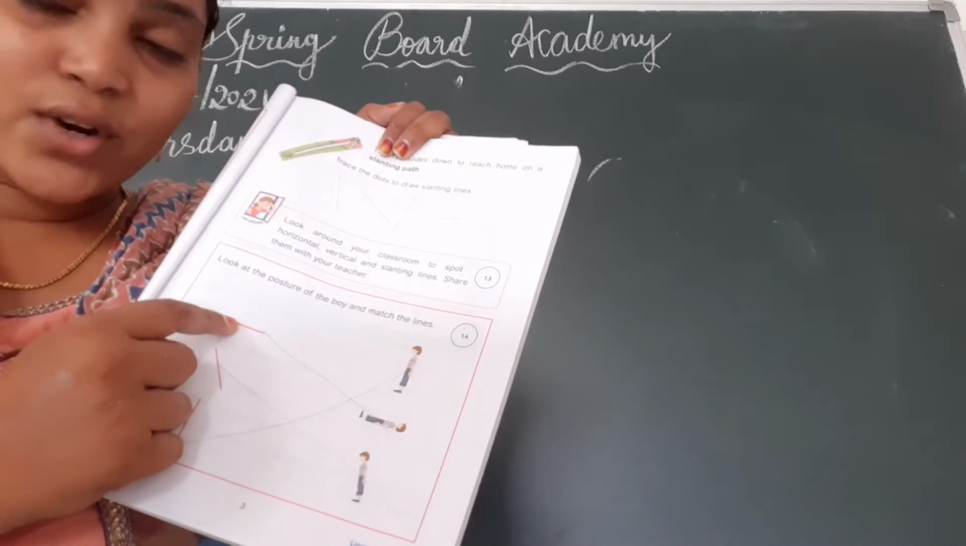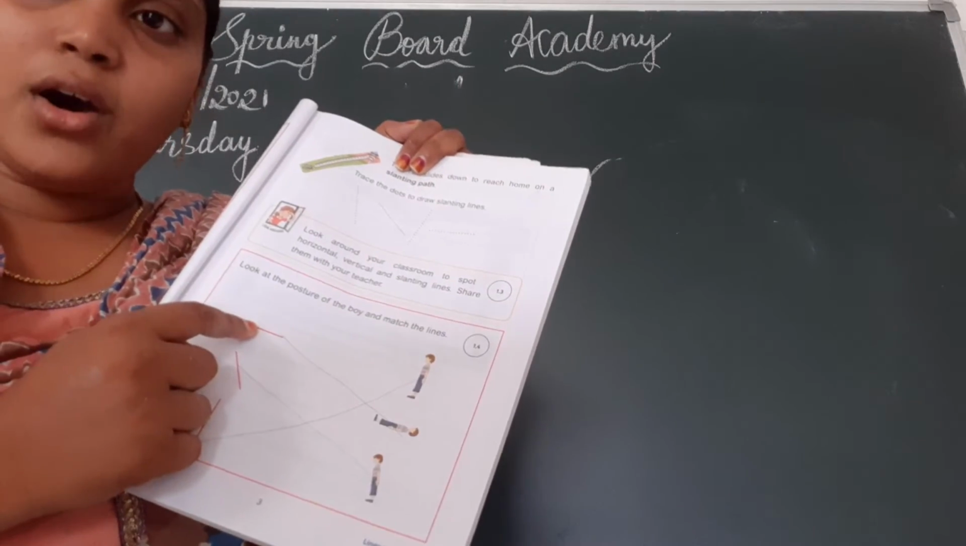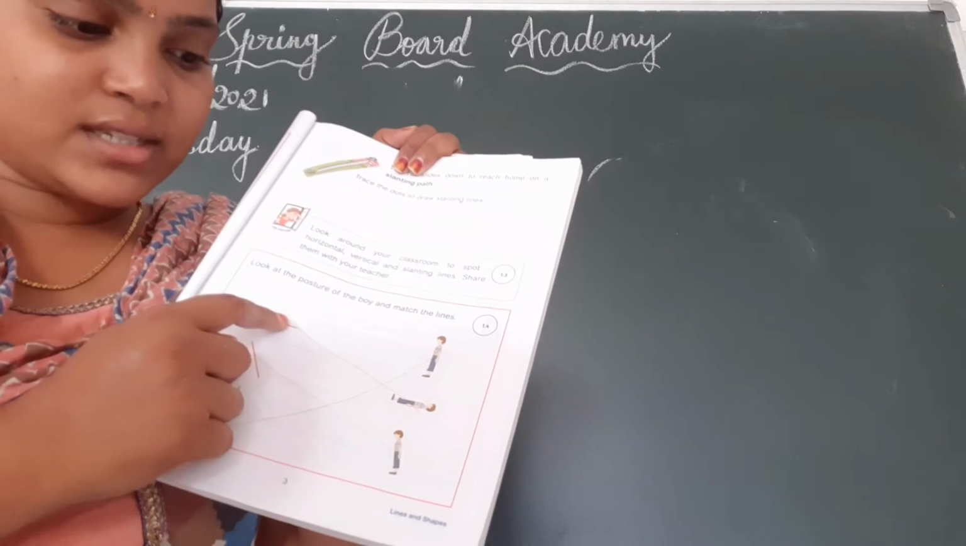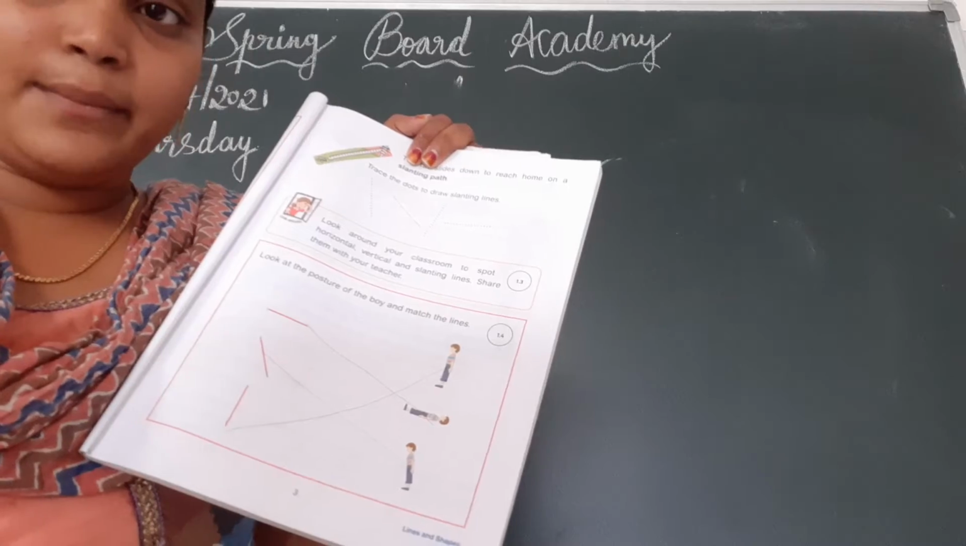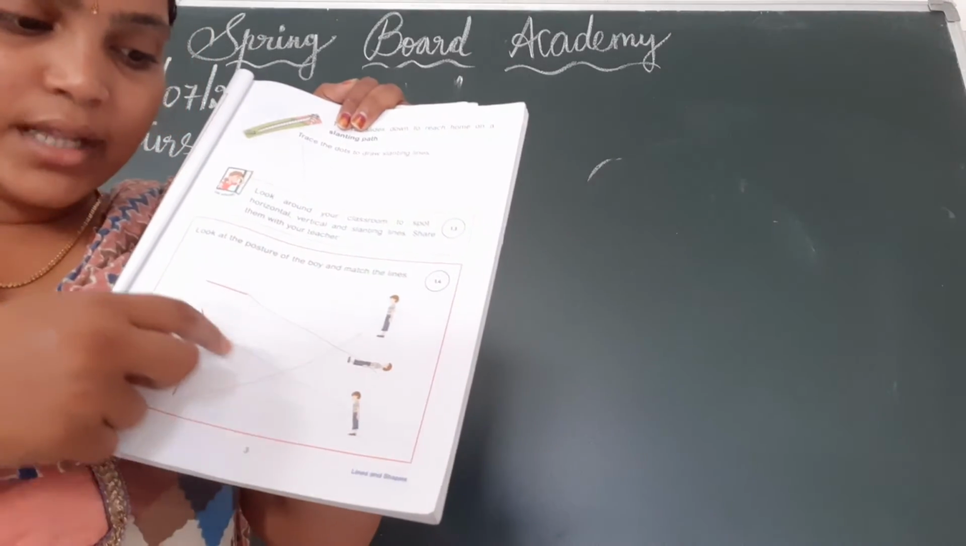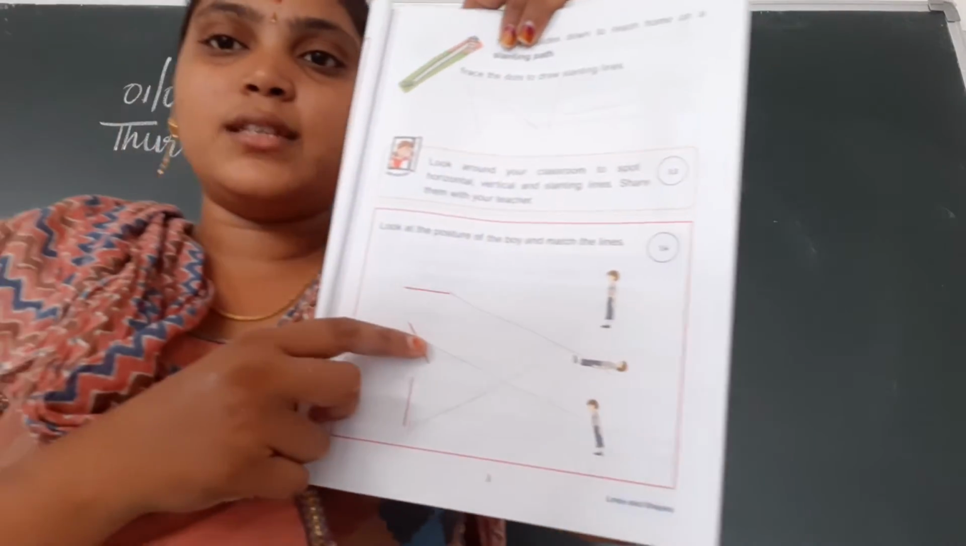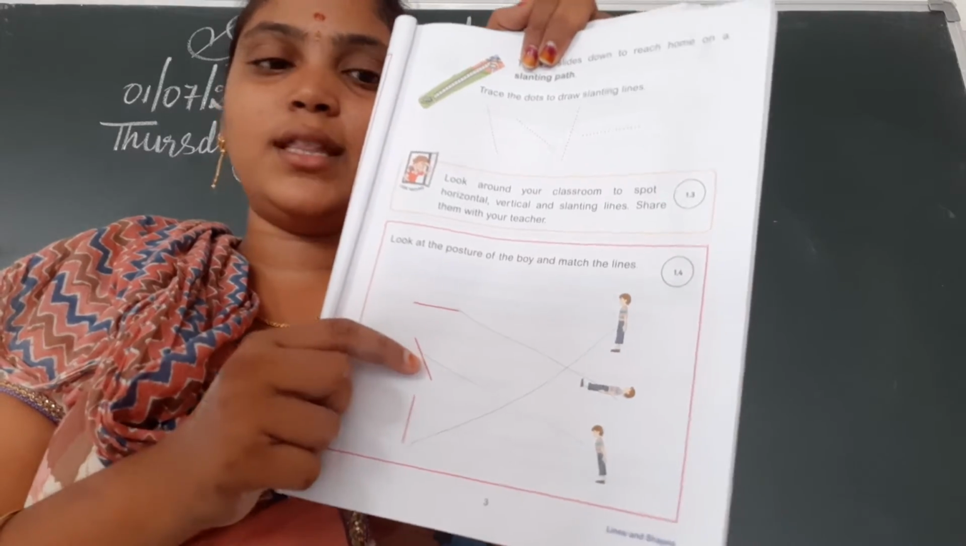So what line is it? What is the name of this line? Horizontal line. Okay, what is the name of this line? Yes children. And here his boy is in a slanting path. You have to match it with the slanting line.